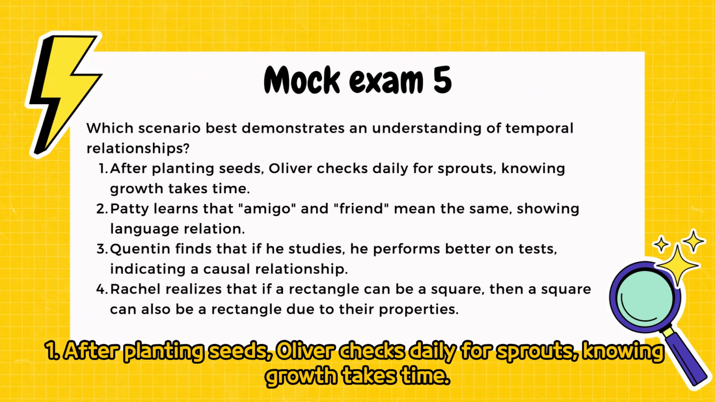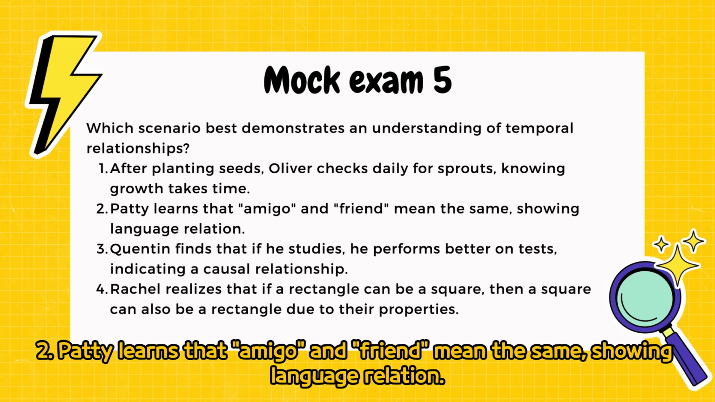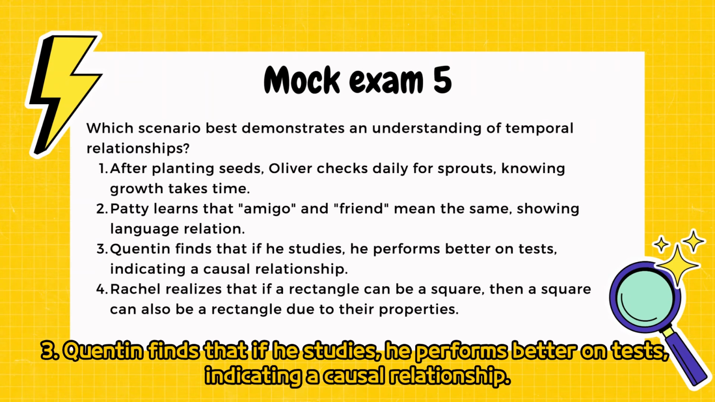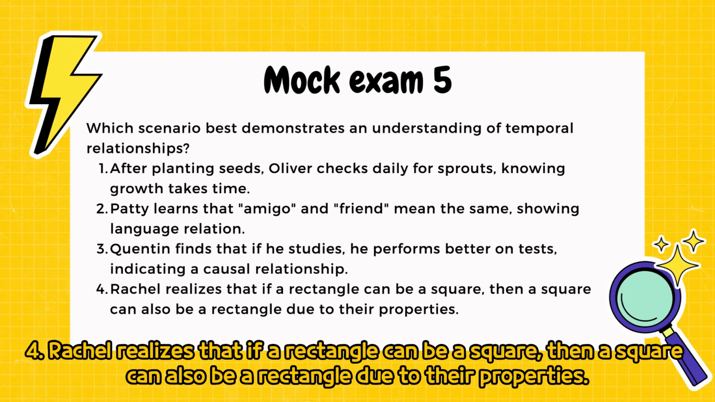1. After planting seeds, Oliver checks daily for sprouts, knowing growth takes time. 2. Patty learns that amigo and friend mean the same, showing language relation. 3. Quentin finds that if he studies, he performs better on tests, indicating a causal relationship. 4. Rachel realizes that if a rectangle can be a square, then a square can also be a rectangle due to their properties.